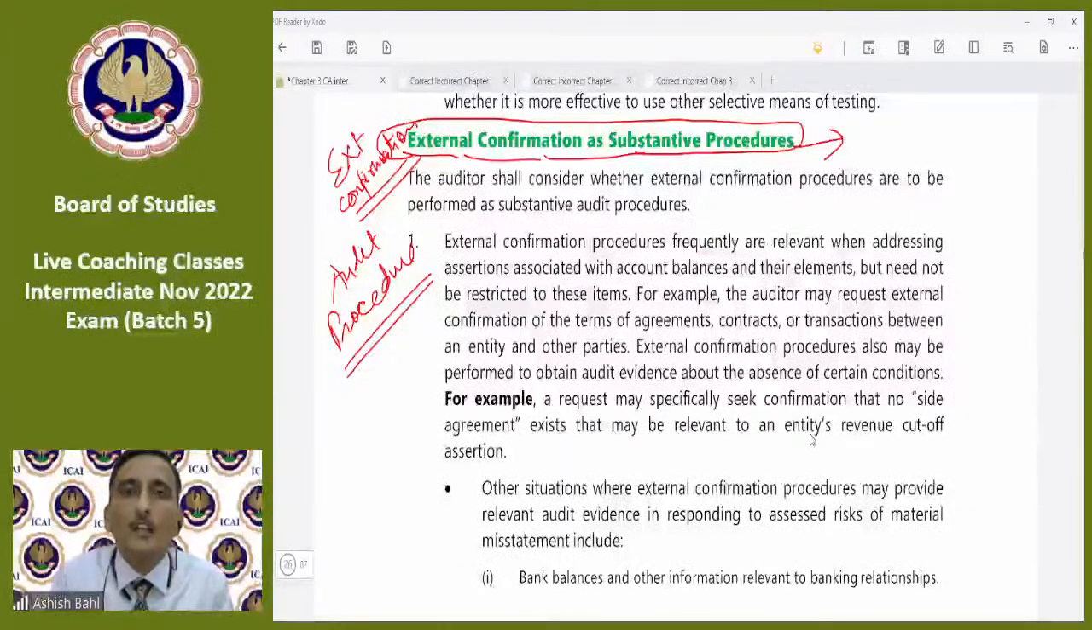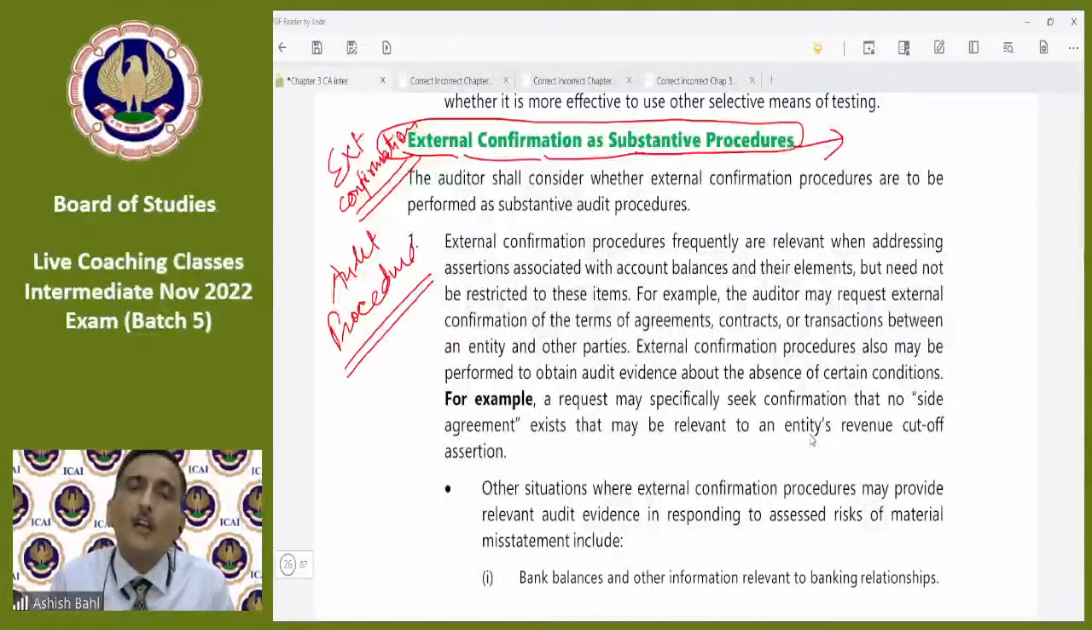So at the assertion level, this type of procedure, external confirmation, is important because it can help the auditor to ascertain whether in fact that balance which is reflecting in the books of accounts of the company is correct or not, because he is getting an independent confirmation from a third party.